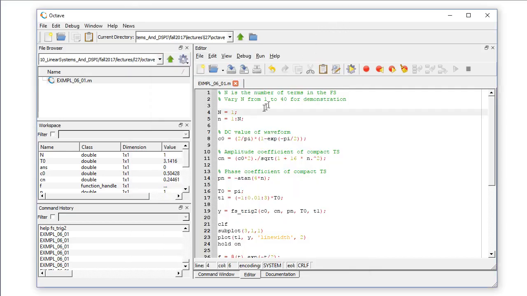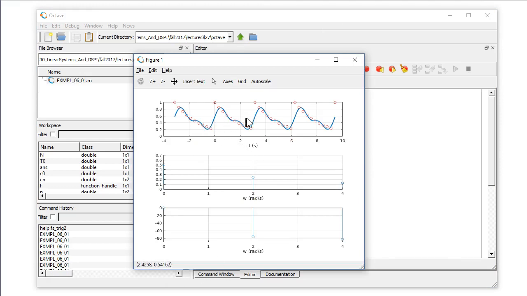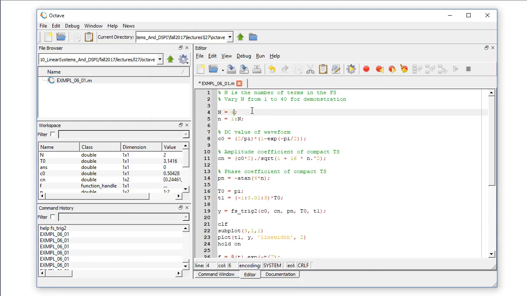So let's take a look at what happens when we change that to 2 and rerun this. See if I can pull up the plot. So this is just with 2 sinusoidal terms in that summation. Again, it's a pretty rough approximation, but it's starting to take the basic shape of the original function. So I'll double that again. Let's take a look at what we get.